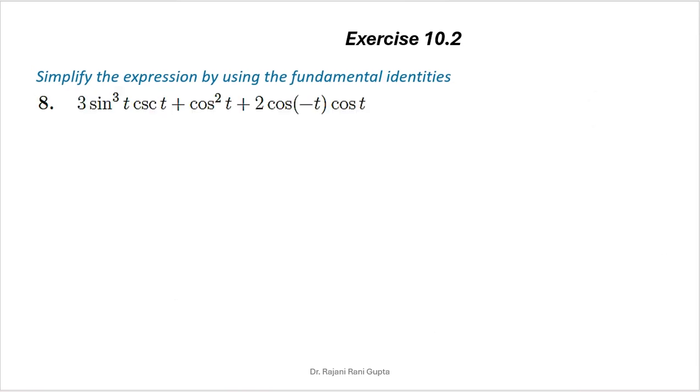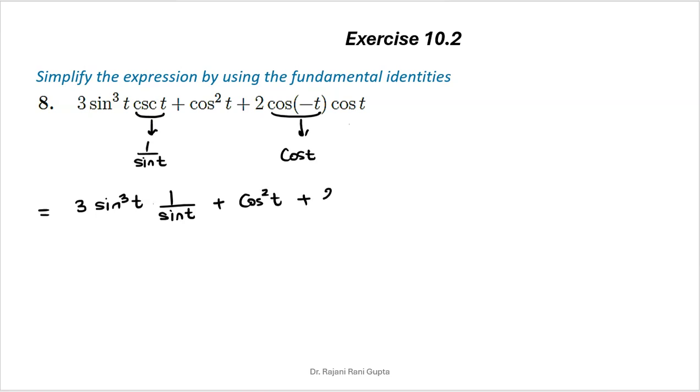Okay. And last one, sine cube t cosecant t with 3 times, and this. Okay. So let's first see what we can simplify. Cosecant, we know that it is 1 over sine. Okay. Cos, we will keep the same. Cos of minus t, we know that it will be cos of t. So let's see how it works. 3 sine cube t, cosecant is 1 over sine, plus cos square t plus 2 cos of t, cos of t.